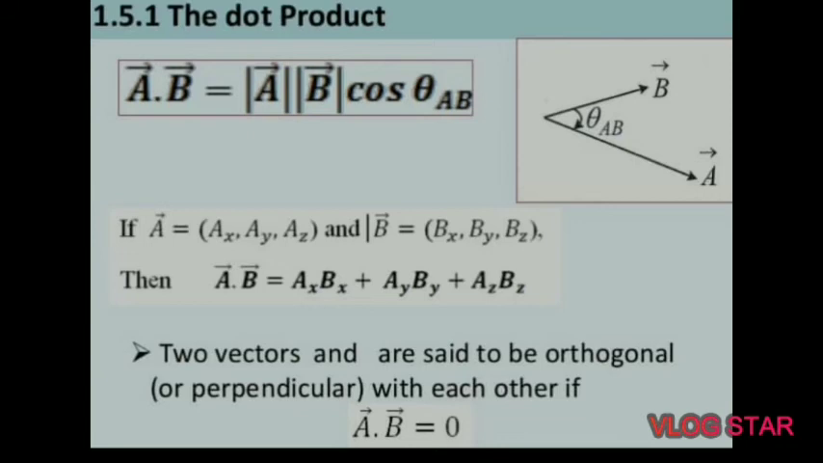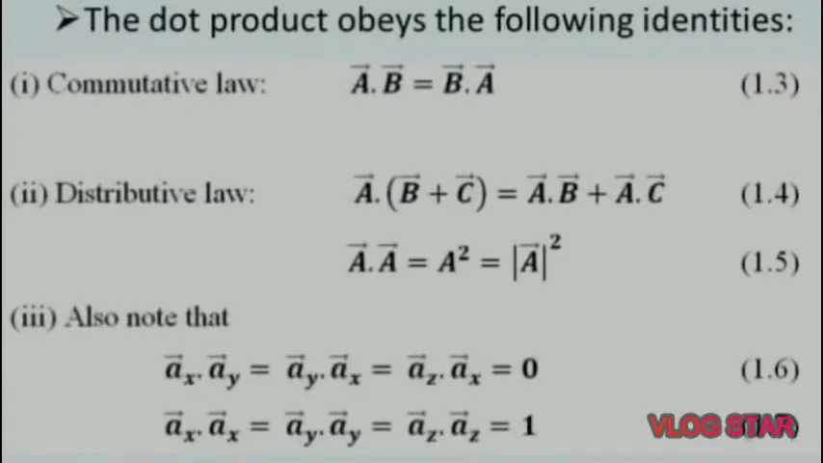mod of A bar shows the magnitude of A bar, B is the magnitude of B bar, and theta shows the angle between A bar and B bar. The vectors are said to be orthogonal or perpendicular to each other if the dot product of A bar and B bar is 0. The dot product obeys the following identities.